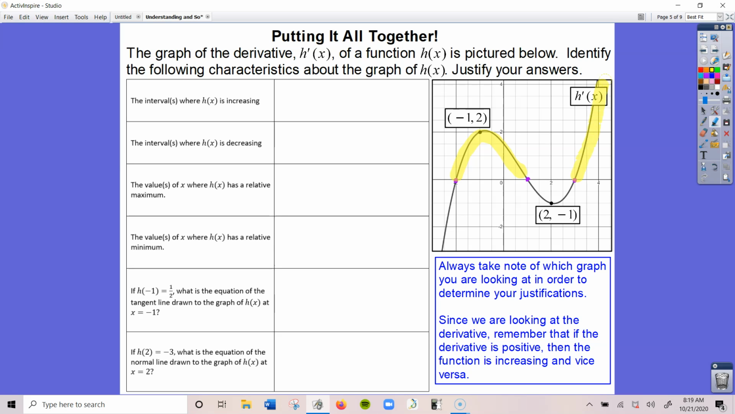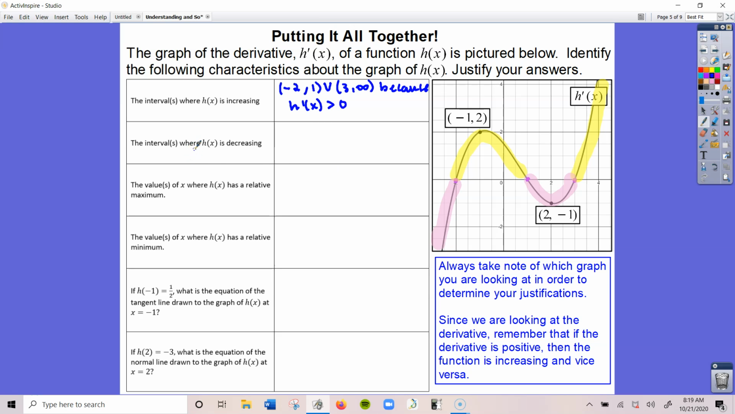So this is my positive derivative. Then my negative values is when it is below the x-axis. Now this is important because when I'm trying to figure out when my function is increasing and decreasing, it all depends on whether my derivative is positive or negative. So the interval where h of x is increasing would be from negative 2 to 1, union 3 to infinity, because h prime of x is greater than 0.